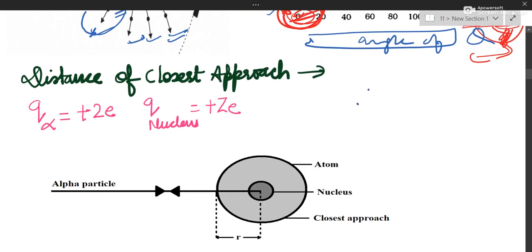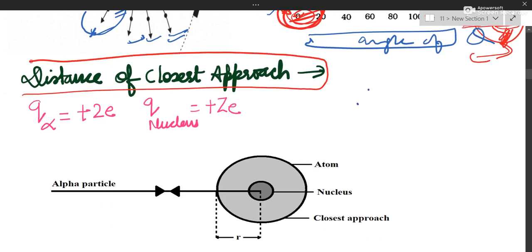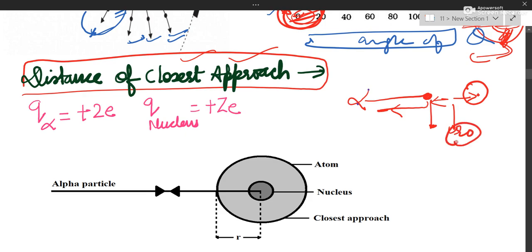We're getting further. Next topic we have is distance of closest approach. From the name itself it is clear how close you can go. Alpha particle can go this close to the nucleus. Beyond this point it has to come back. So this point and the center of the nucleus, this distance is called distance of closest approach.